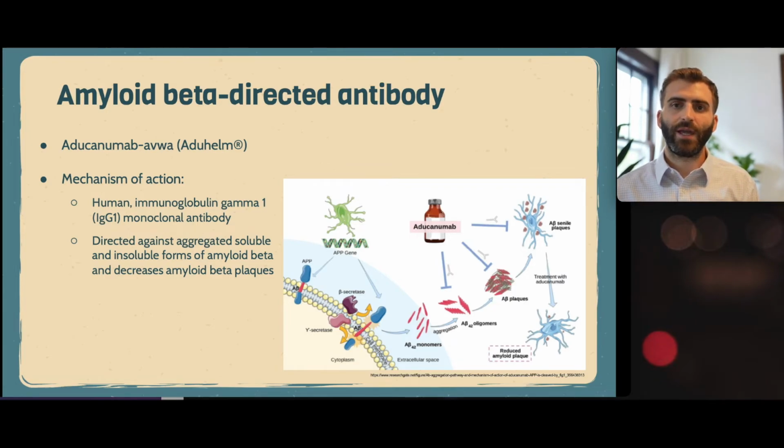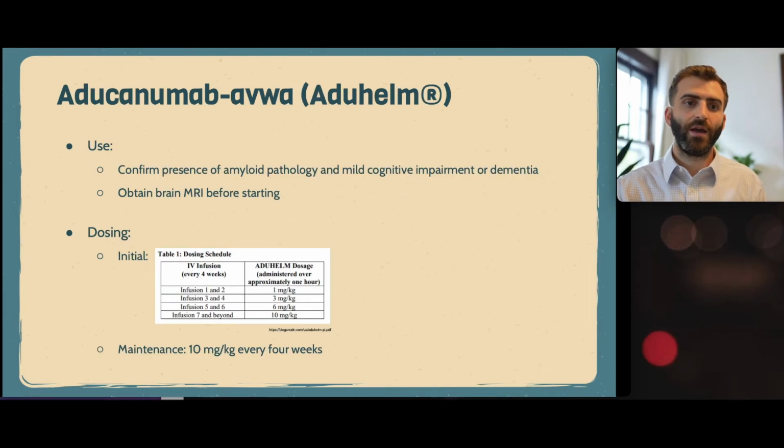So this is aducanumab, brand name Aduhelm. So as you can tell from the name, it ends in mab. So this is a monoclonal antibody. And this specifically targets the beta amyloid plaques in Alzheimer's disease. So it's able to degrade those plaques. I have a lot more to say about this medication in my full presentation.